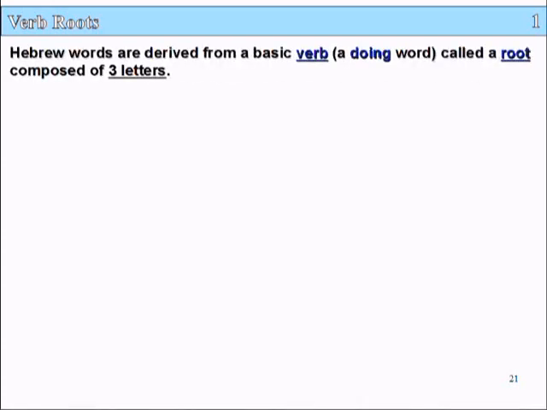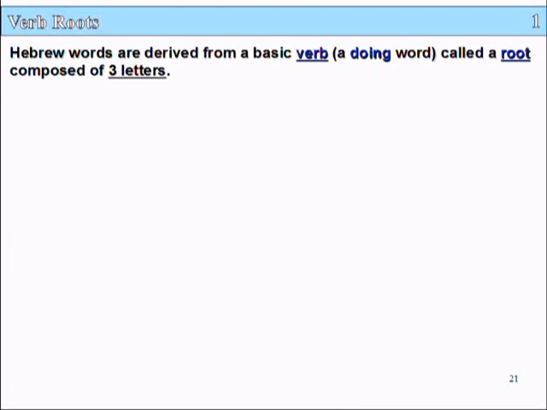Slide 21, Lesson 1, Verb Roots. Hebrew words are derived from a basic verb or doing word called a root composed of 3 letters. This is quite unlike English.